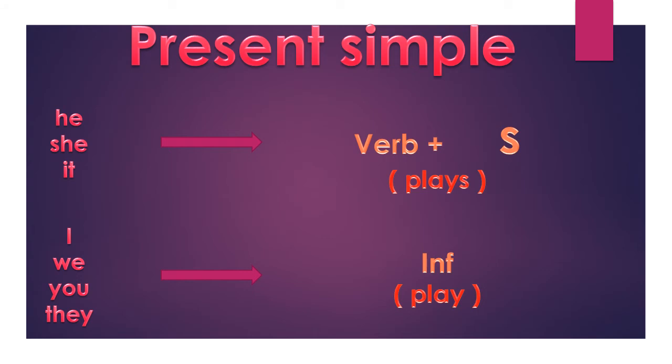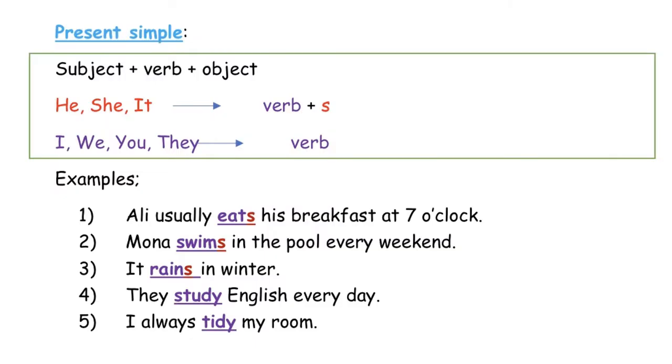Okay? With plural pronouns, we will not add anything to the verb. For example, I play, we play, you play, they play. The basic form of the verb. Look here. Present simple consists of subject plus verb plus object. Here we have singular pronouns, he, she, it, verb with s, but plural pronouns like I, we, you, they, verb without s. Let's see some examples.